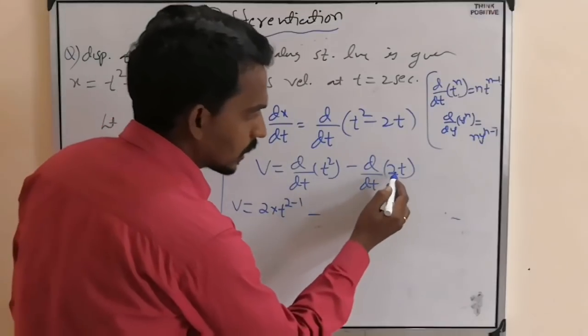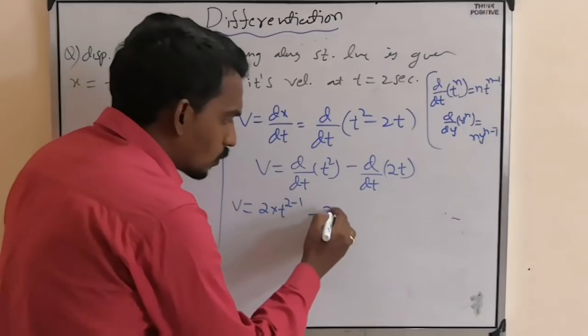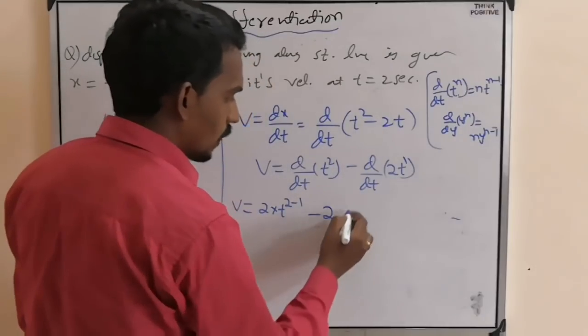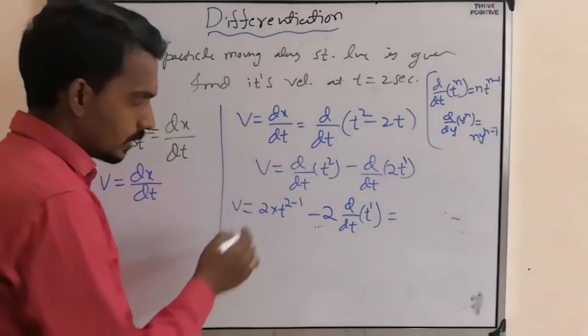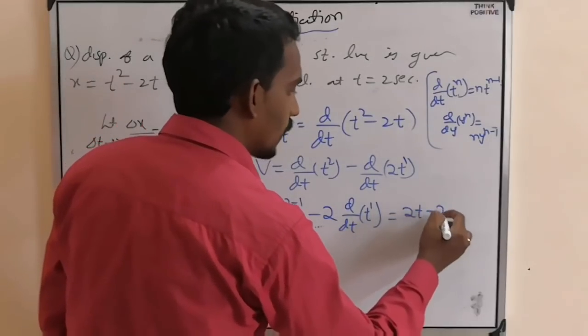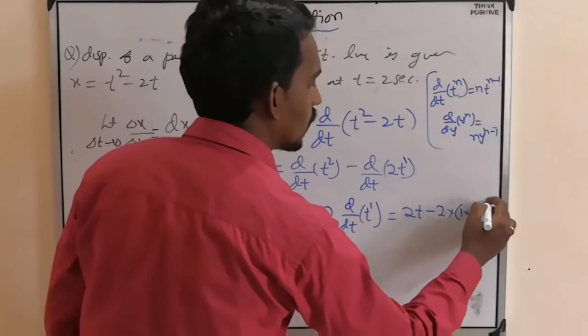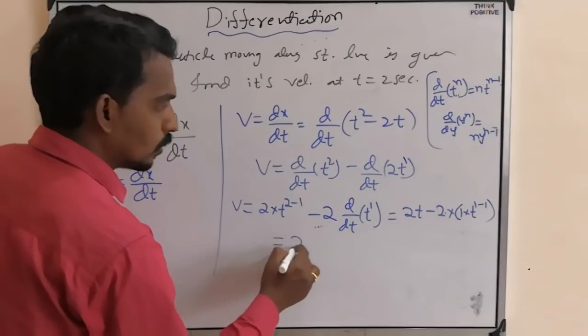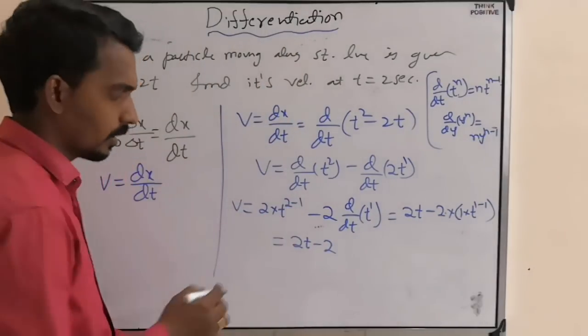Also, here one constant is there, multiplying the variable. Then you have to take it out. Then here the power is 1, so d by dt of t power 1. Then this will become 2t minus 2 into 1 into t power 1 minus 1, equal to 2t minus 2, because t power 0 is 1.